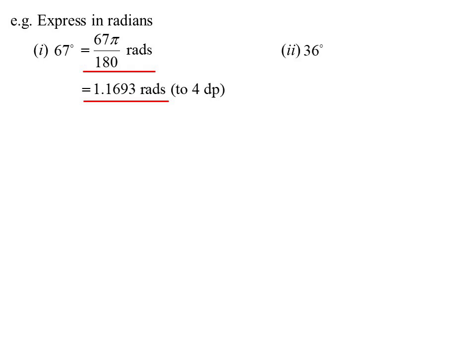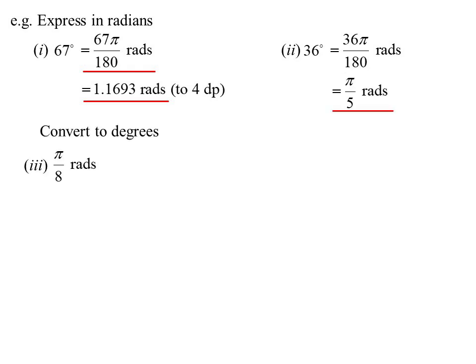36 degrees, then 36 pi on 180, which simplifies nicely to be pi on 5. Going back the other way, well, now I just multiply by that reciprocal, 180 on pi. Pi's cancelled nicely for this one, we get 22.5 degrees.